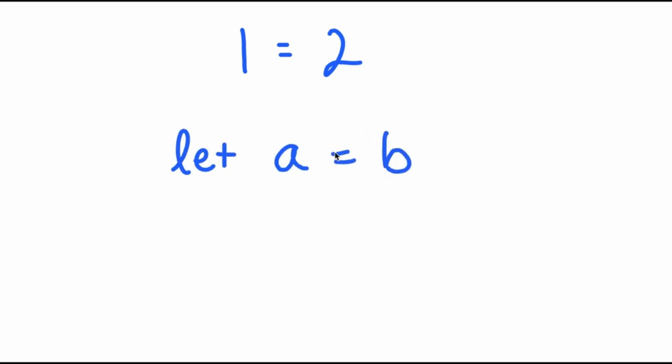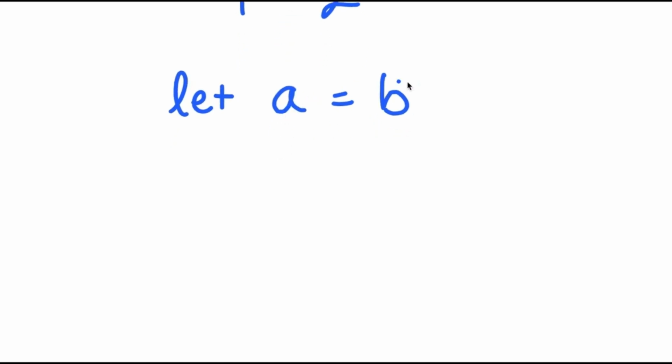Alright, so in this video, I'm going to be proving to you guys that 1 is equal to 2. So, for this proof, I'm going to just let a random variable a equal to another variable b. So let's just say we don't know the values of a and b, but we're just going to state that a is equal to b.